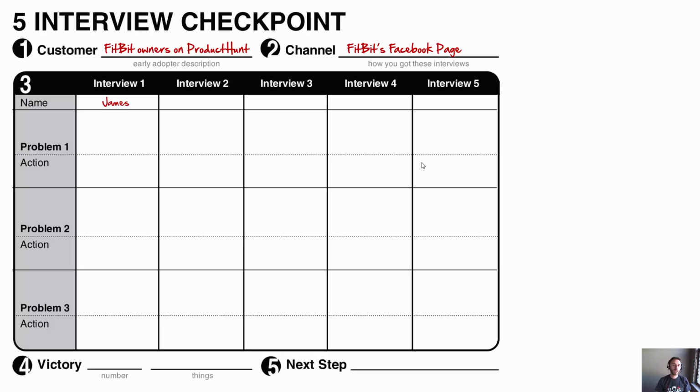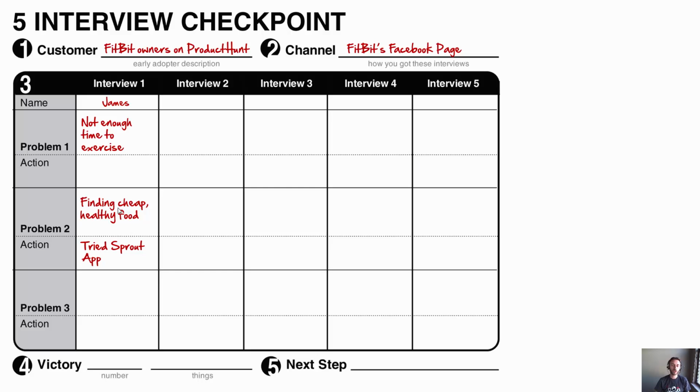I interviewed a guy named James on Facebook, who's on Fitbit's Facebook page. I talked to him about his problems. He says, one of my problems is not enough time to exercise. Another problem is finding cheap, healthy food. And then to solve that problem, he tried the Sprout app. So you'll notice here that I only have 2 problems.